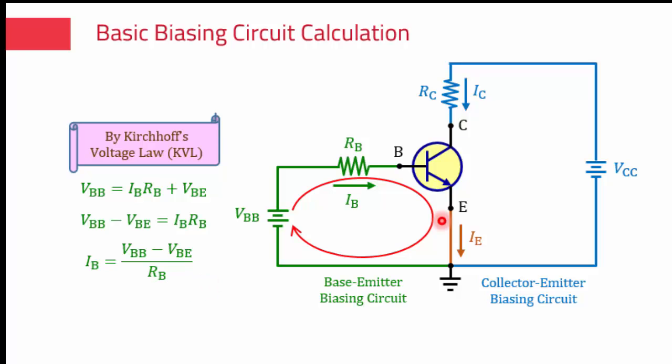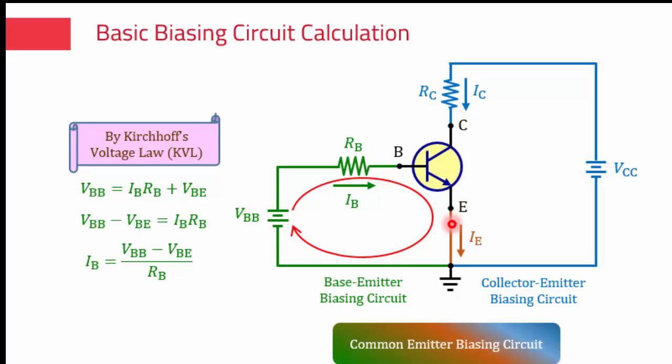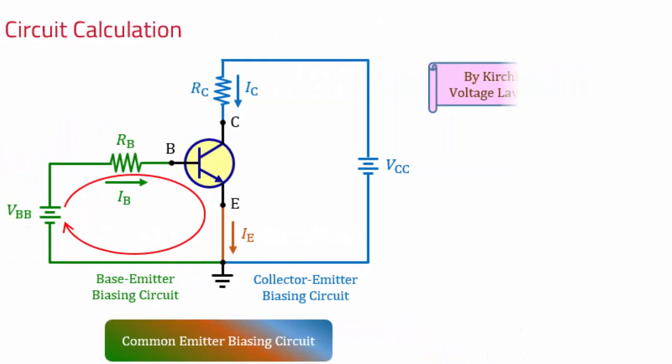In this circuit, the emitter is connected to both the base emitter biasing circuit and the collector emitter biasing circuit. Therefore, this circuit can be referred to as a common emitter biasing circuit. As the emitter is taken as the reference ground, the voltage at this point is VBB, and the voltage at this point is VBE. This IB equation can be viewed as the direct result of applying Ohm's law. That is, the current flowing through a resistor is equal to the voltage difference across the resistor divided by the resistance. How about the collector current equation at this side?